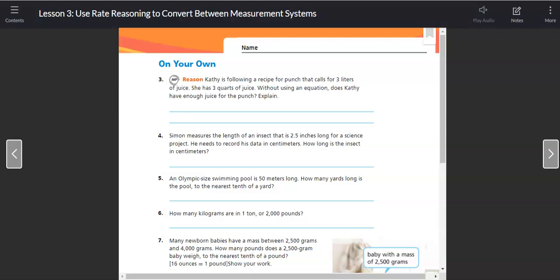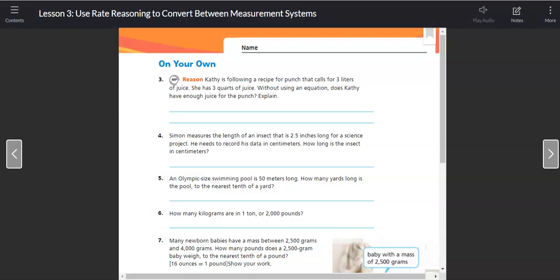This is Module 6, Lesson 3. You can find this on page 197 or on your online math book. For time's sake, I'm just going to be working out the even problems, but I'll also give you the answer to the odds. Number 3, Kathy is following a recipe for punch that calls for 3 liters of juice.